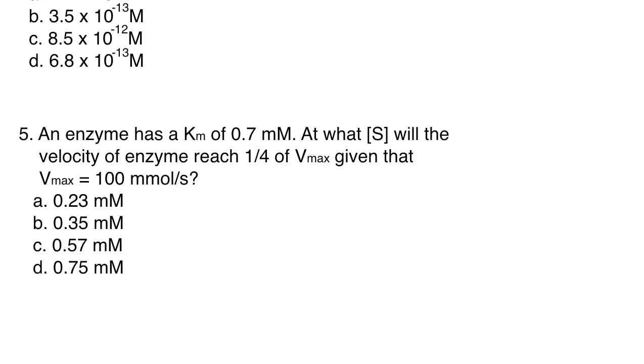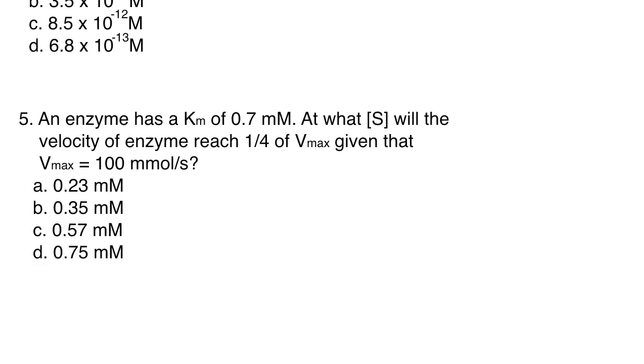And then finally 5, we have an enzyme problem, just as I promised. So an enzyme has a Km of 0.7 millimolar. And at what substrate concentration will the velocity of the enzymes reach 1/4 of Vmax, given that Vmax is 100 millimoles per second? So you can see your options down there.